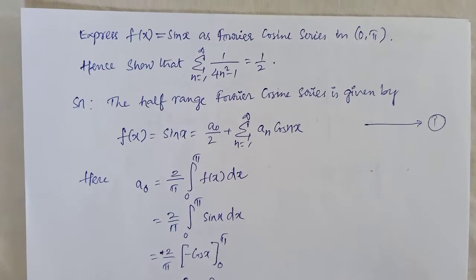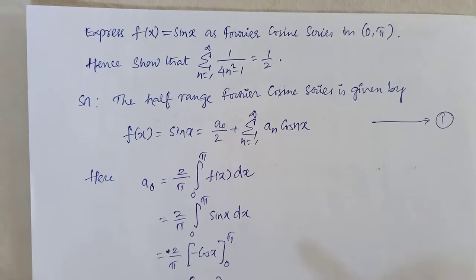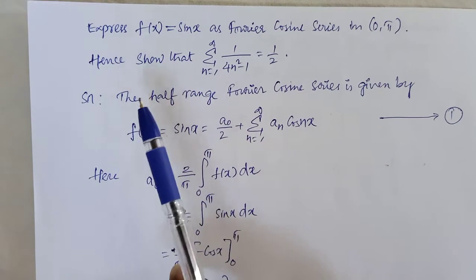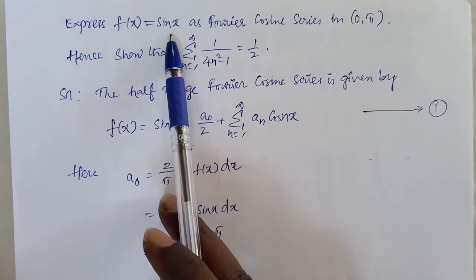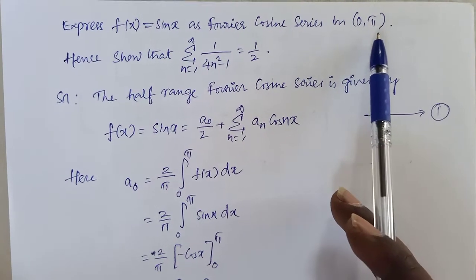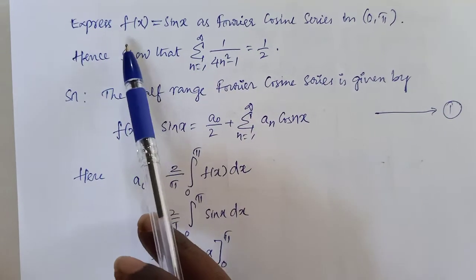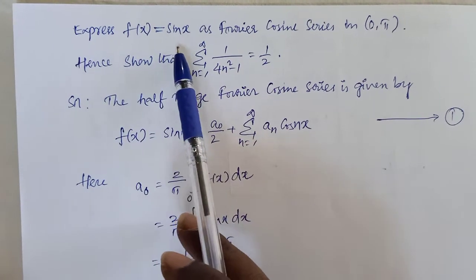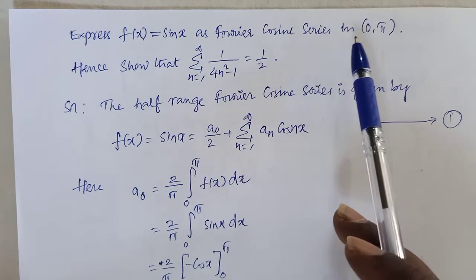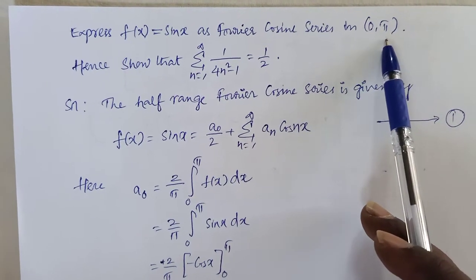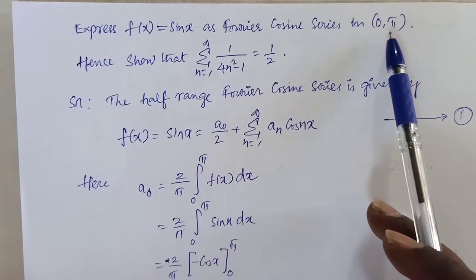Hi students, now we are going to discuss how to find the half-range Fourier cosine series for the function sin x in the interval 0 to pi. Okay, here is the problem: express f of x is equal to sin x, a trigonometric function, as a Fourier cosine series in 0 to pi.